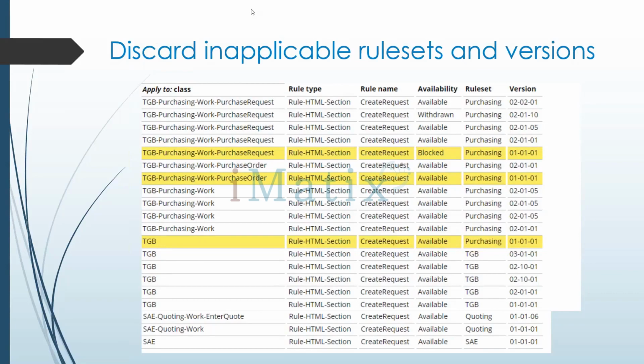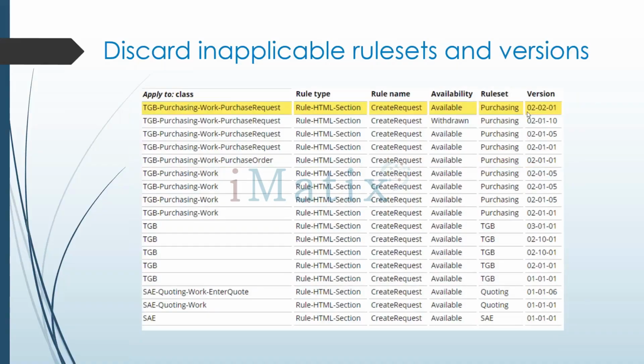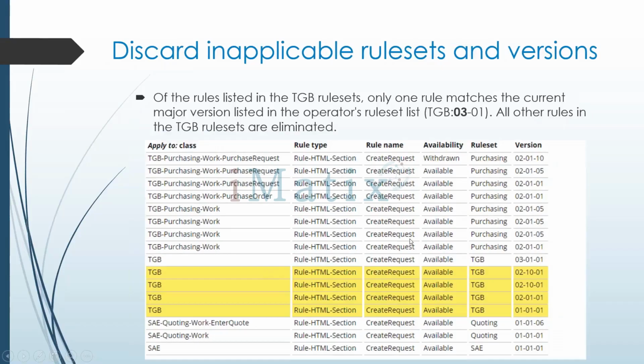Then what else will be discarded? Where the major version is the same but the minor version is not the same, and it's not even less. Yes, this is also discarded. Perfect. Then what about these? Again, the highlighted one is TGB. It has to be O3, and O1 is discarded because the major version does not match. These TGB-related ones are also discarded.